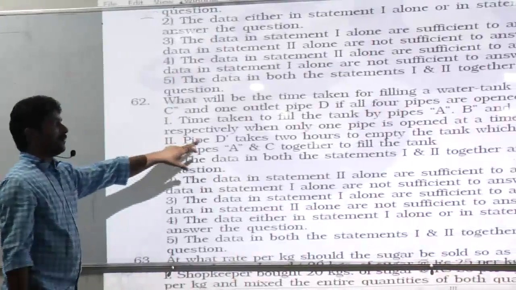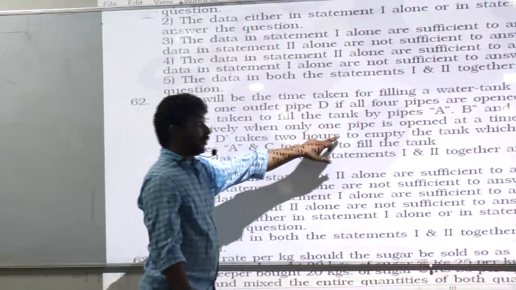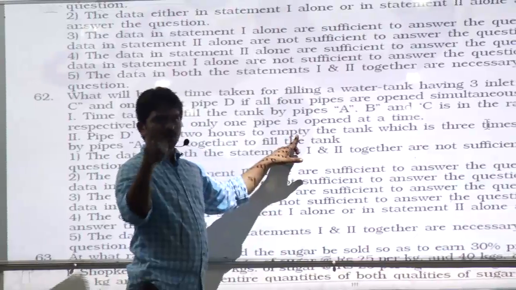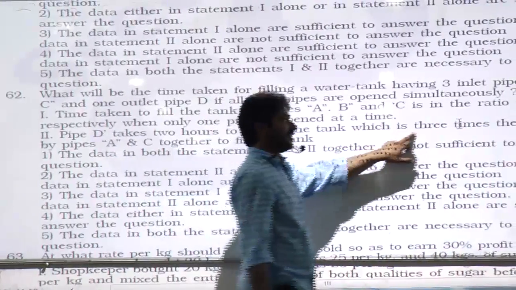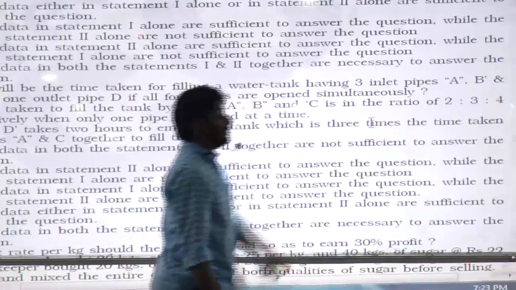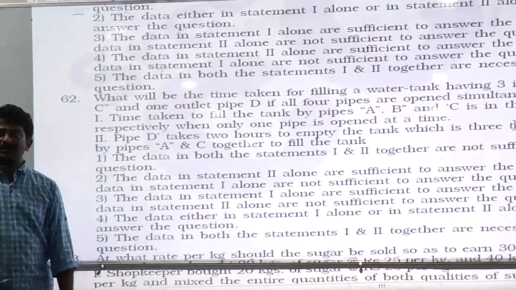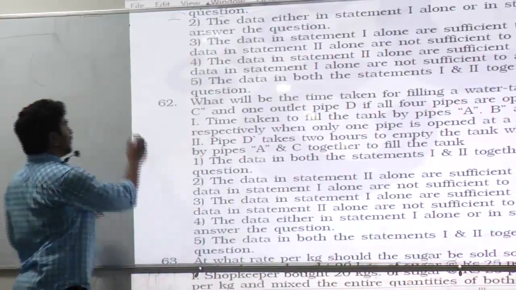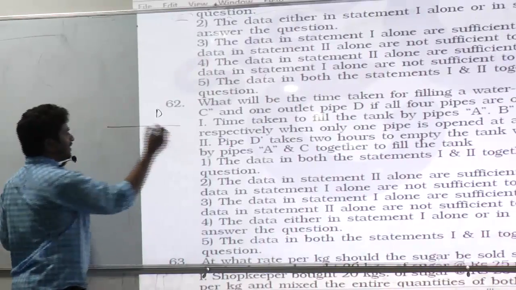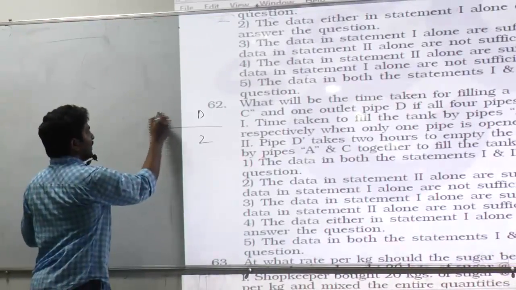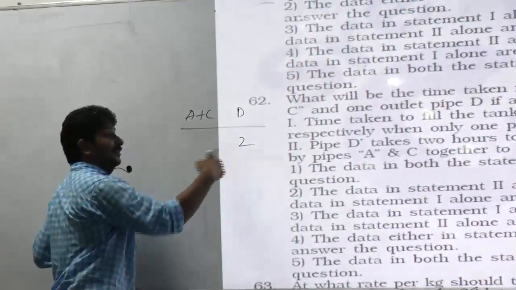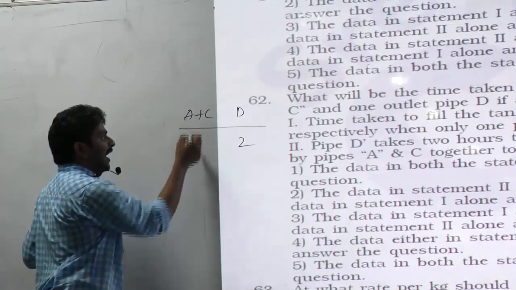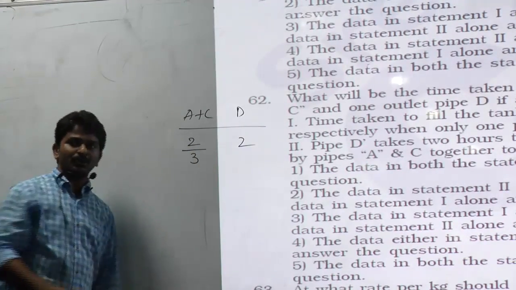Next, pipe D takes 2 hours to empty the tank. D takes 2 hours, which is 3 times the time taken by A and C together to fill the tank. Does the answer come from only the second? Why? B is missing. How much time does D take to empty it? 2 hours. This is 3 times that of A and C, so A and C take 2/3 hours to fill the tank.